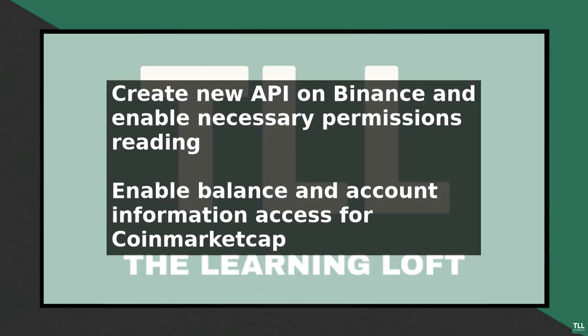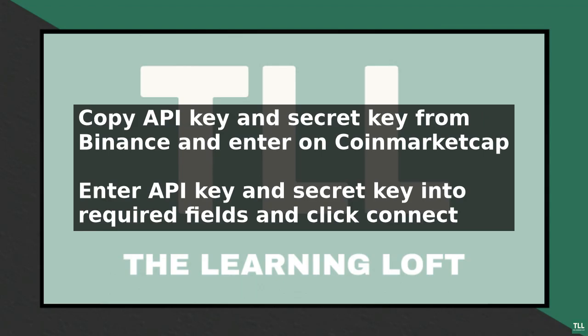Once you have created the API, copy the API key and secret key and go back to CoinMarketCap. Enter the API key and secret key into the required fields and click Connect. Your Binance account is now connected to CoinMarketCap, allowing you to track your portfolio and receive updates on your holdings.